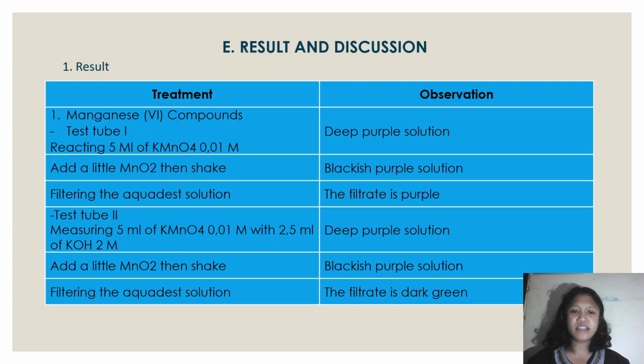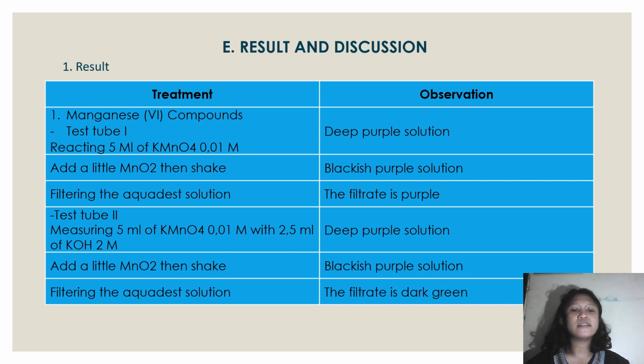Result and discussion. One, result. Treatment 1, mangan 6 compounds. Test tube 1: reacting 5 ml of potassium permanganate, the observation is a purple solution. Add a little mangan dioxide, then shake, the observation is a blackish purple solution. Filtering the aqueous solution, the observation is the filtrate is purple.